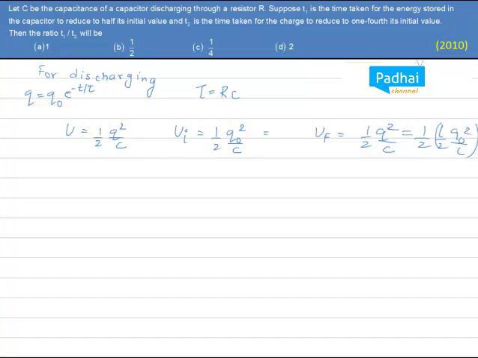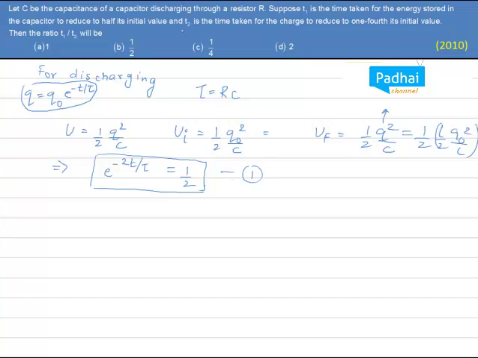Now we will put the value of Q. Q is given by this equation. So that means I can write that e raised to power minus 2 t by tau will be equal to half. This I can mark as the first equation.